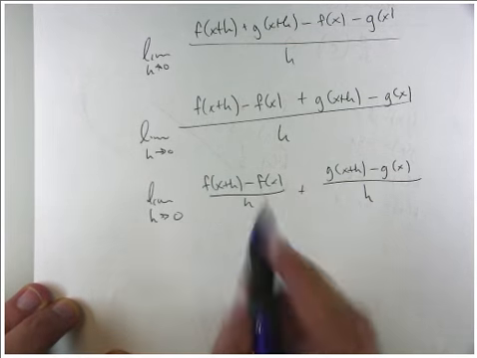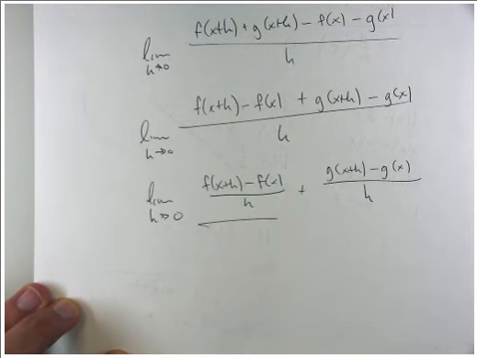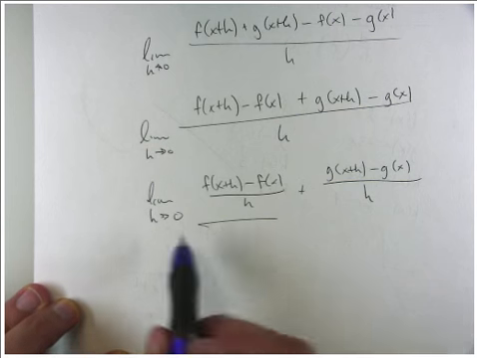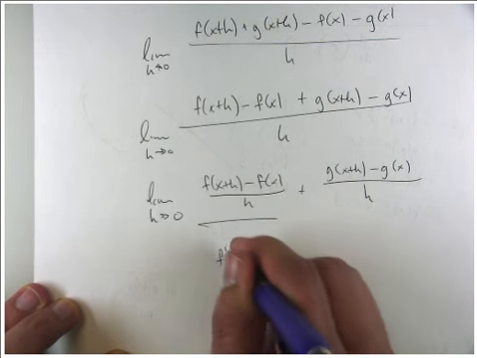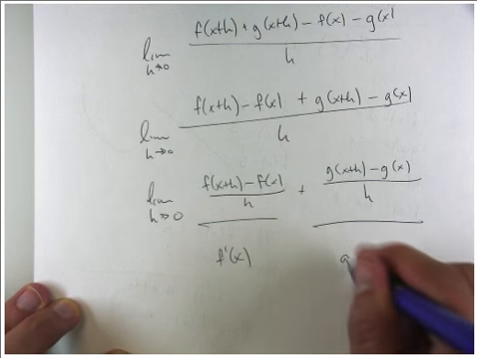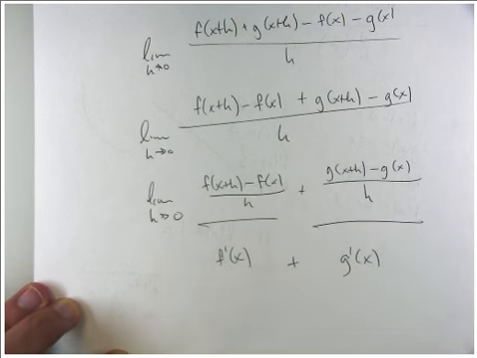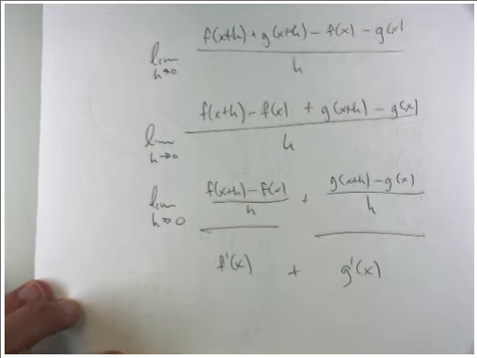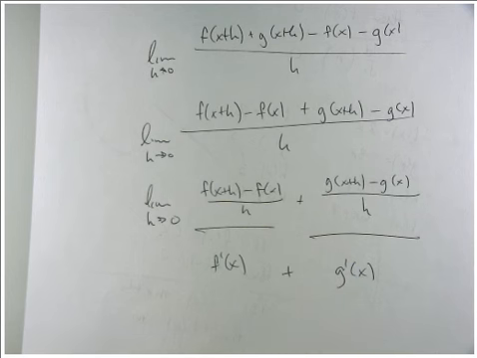If h is going to 0, what's happening here? That's just the definition of derivative. Right. This is exactly f prime. And if h is going to 0, then this over here is exactly g prime. So no matter what f and g are, if f and g are differentiable, if their derivatives exist, then you can just take them one term at a time. Awesome.